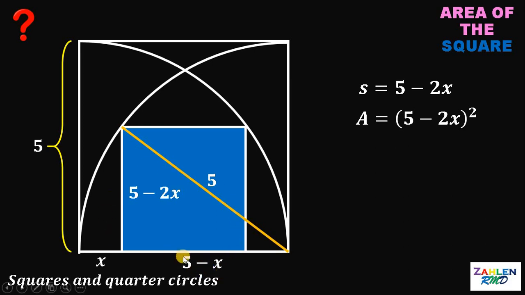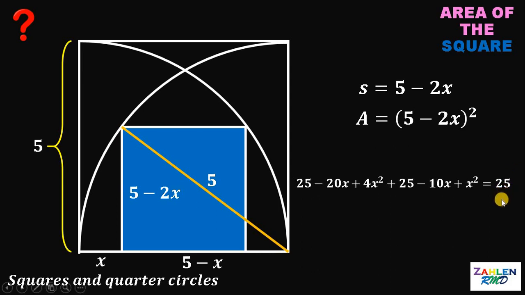Now, we will use the Pythagorean theorem to solve for the value of x. So, we have (5 minus 2x) squared plus (5 minus x) squared equals 5 squared. Now, let's simplify. (5 minus 2x) squared will give us 25 minus 20x plus 4x squared. How about (5 minus x) squared? This will give us 25 minus 10x plus x squared. Now, 5 squared is just 25.